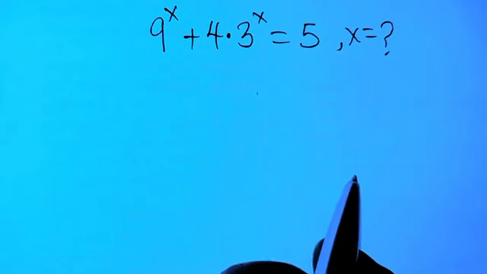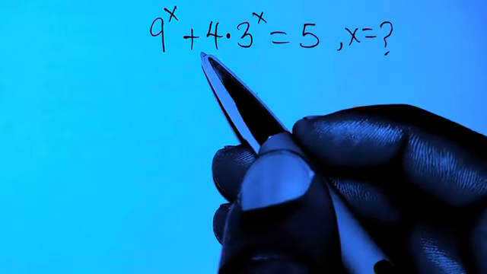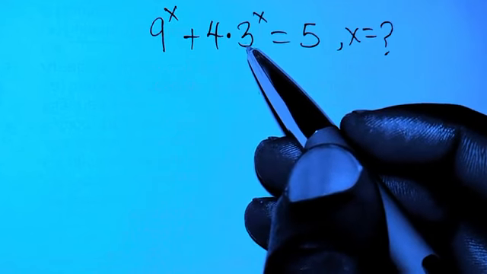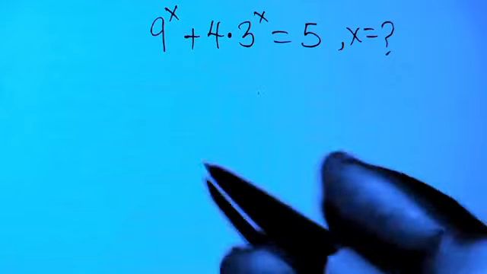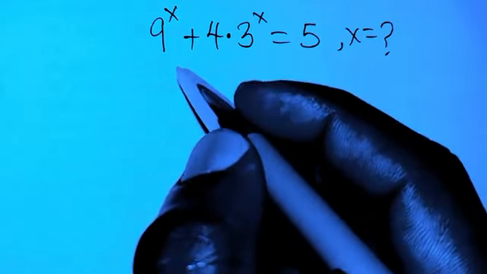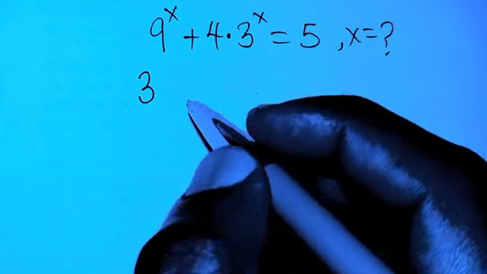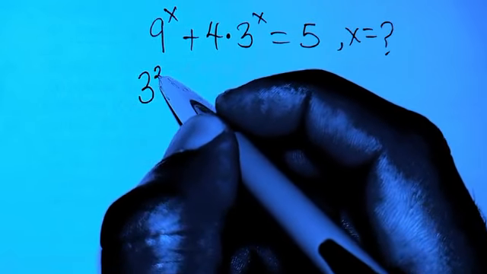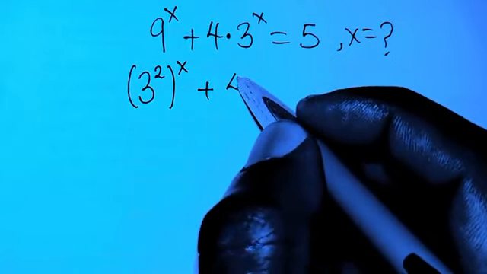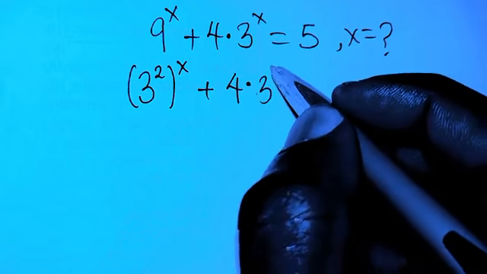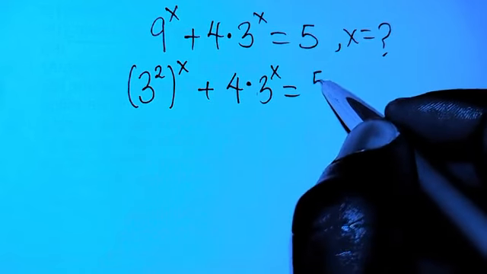Let's see how we are going to solve this beautiful exponential equation. We are given 9 to the power x plus 4 multiplied by 3 to the power x equals 5. So what's the value of x? I can write this equation as 3 to the power of 2, then x, plus 4 dot 3 to the power x equals 5.